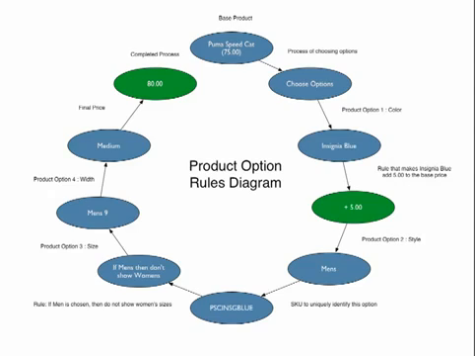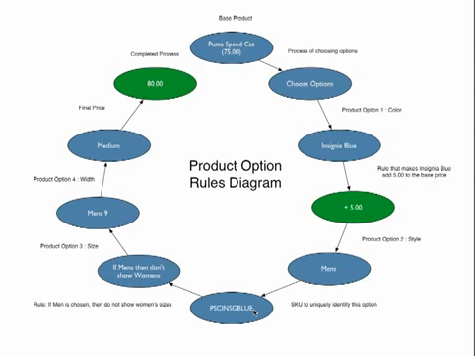Product option 2 is style. We're going to choose men's. And then we're going to create a unique SKU that identifies this specific combination. And you can see the SKU is actually the product name abbreviated, Insignia and Blue abbreviated. You can create the SKU as whatever you like.